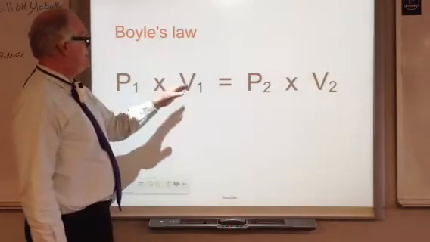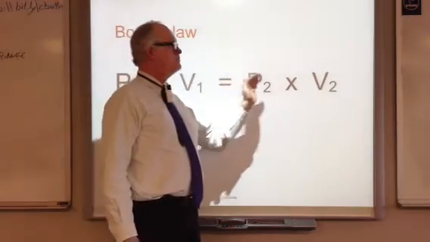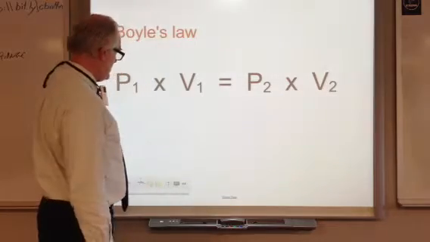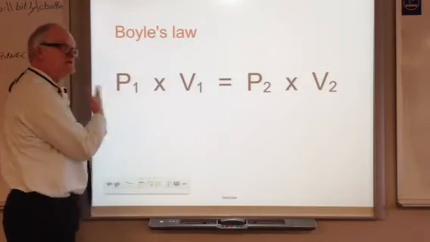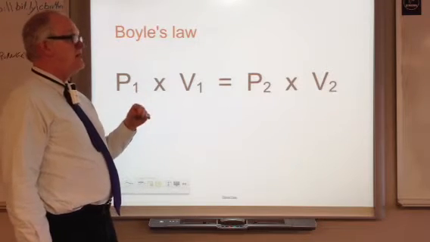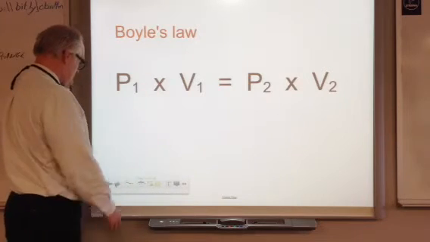So P1 times V1, the pressure and volume at a particular point, equal the product of the pressure and volume at another point later on. Very important to keep our subscripts straight. And what this equation says is that as pressure increases, volume decreases, or vice versa. As pressure decreases, volume increases.